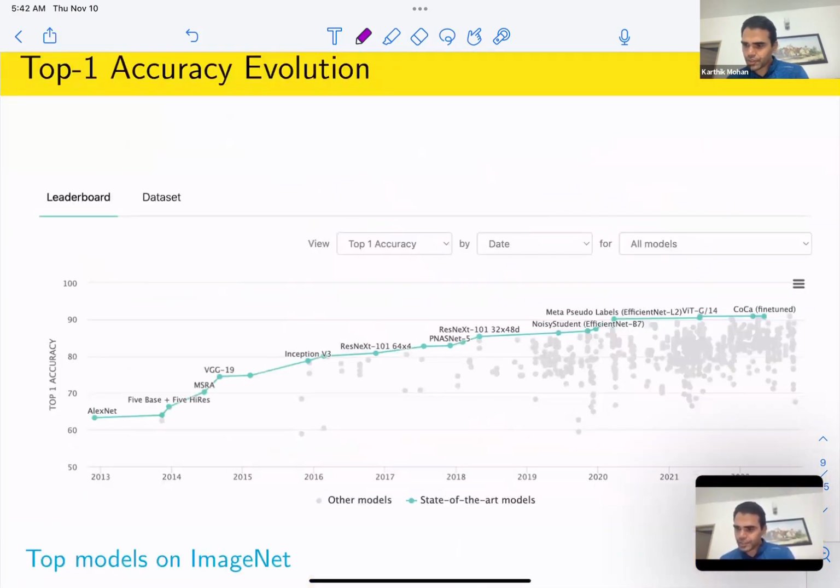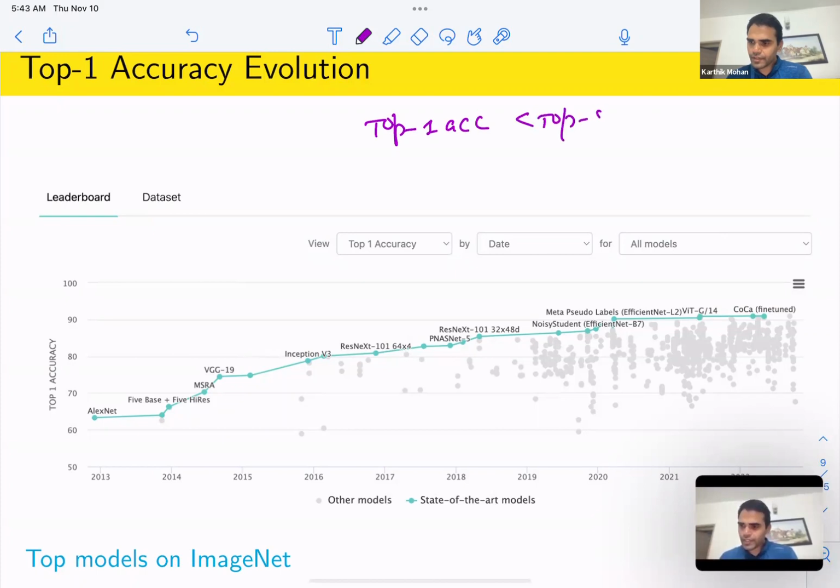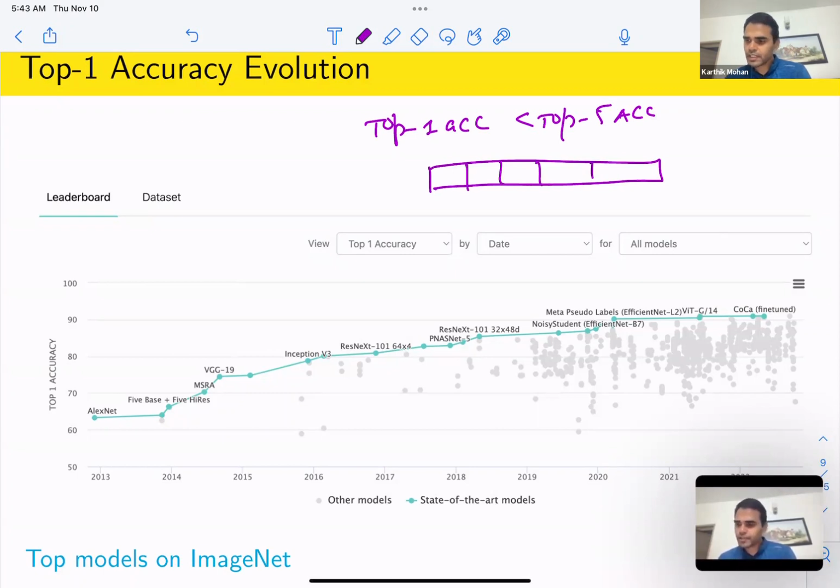And this is the evolution of the top 1 accuracy across the years. We spoke about the top 1 accuracy being less than top 5, right? Because if you have 5 things that your model predicts, the top 5 only needs to get the true label right in one of these 5 slots, whereas the top 1 has to get it right in the first slot. So having to predict the right class label in the first slot is more challenging than getting it right in the top 5. So for that reason, the top 1 accuracy is always less than top 5.